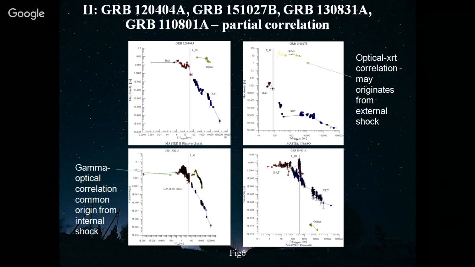Okay. And so the third group of anti-correlation. Here you can see correlations between all three bands. And so we can say that gamma emission has been produced from internal shock and other types of emission have been produced from external shocks.